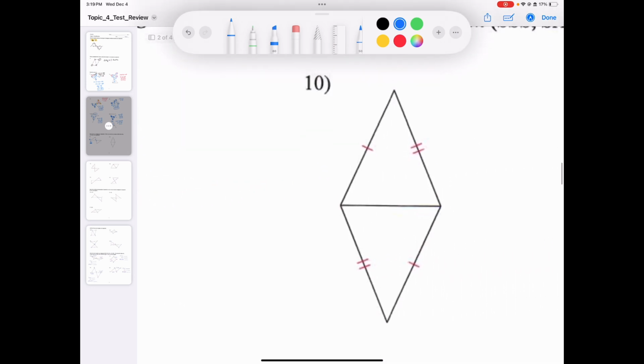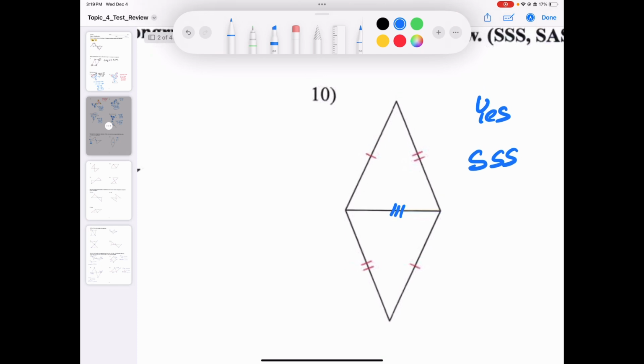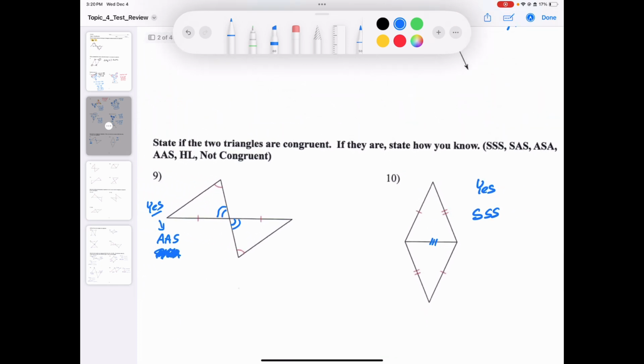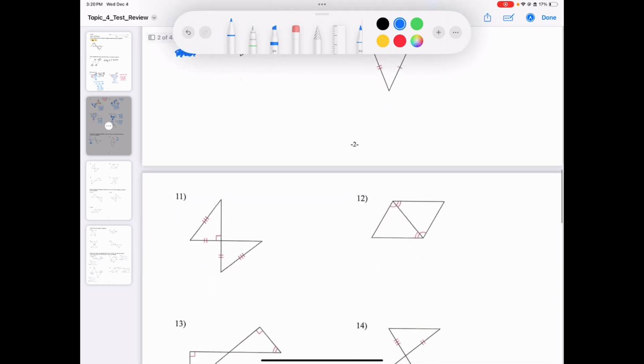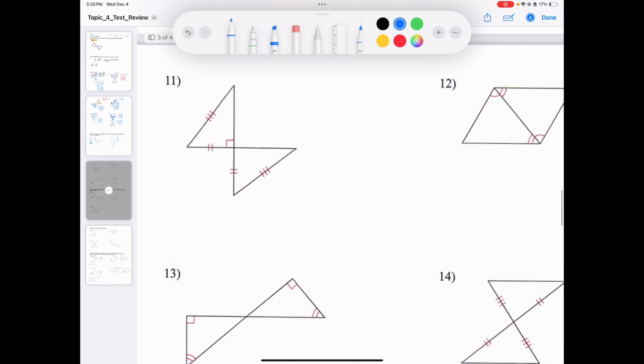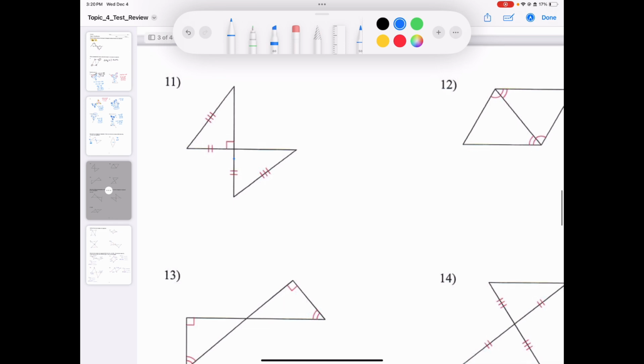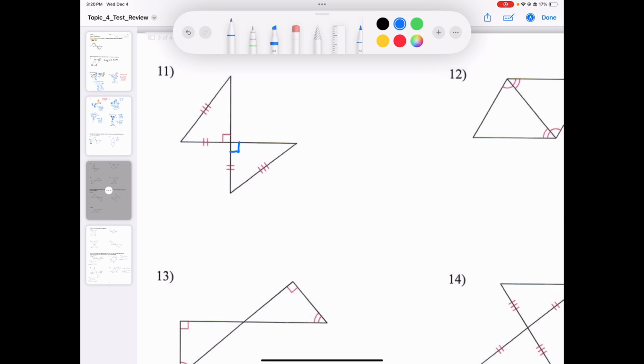Number 10, they share this side, so I can put that there. So yes, easiest one, side, side, side. I like those. All right, same directions. We've got a 90-degree angle, number 11, so that makes that a 90-degree angle too. Vertical angles are congruent. We've got a 90-degree angle, so we look for hypotenuse legs. So there's the hypotenuse. These are legs, so it works. So yes, by hypotenuse leg.